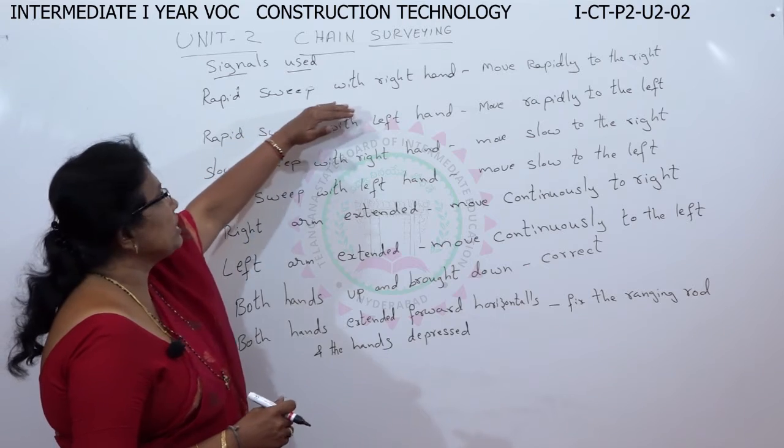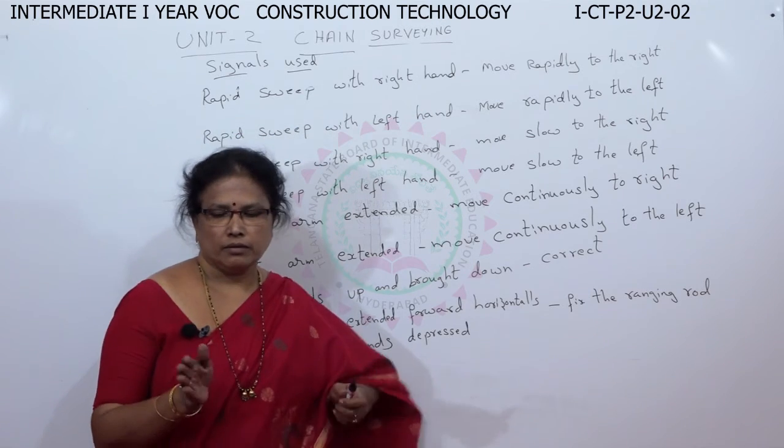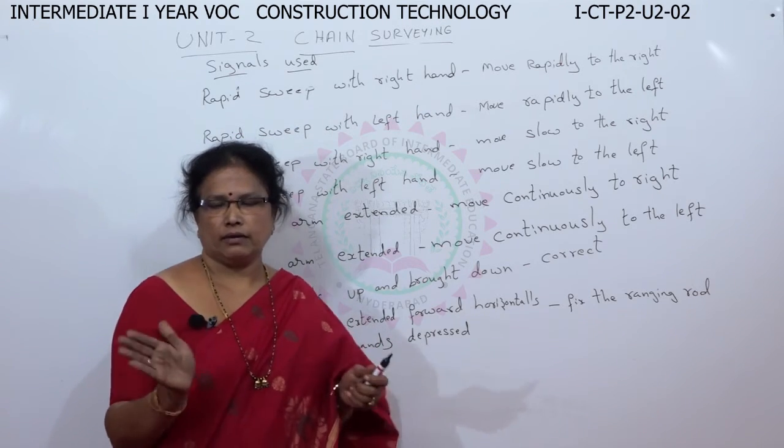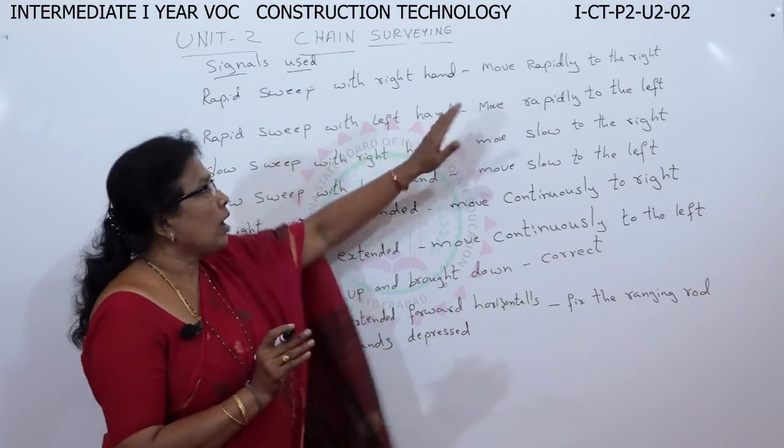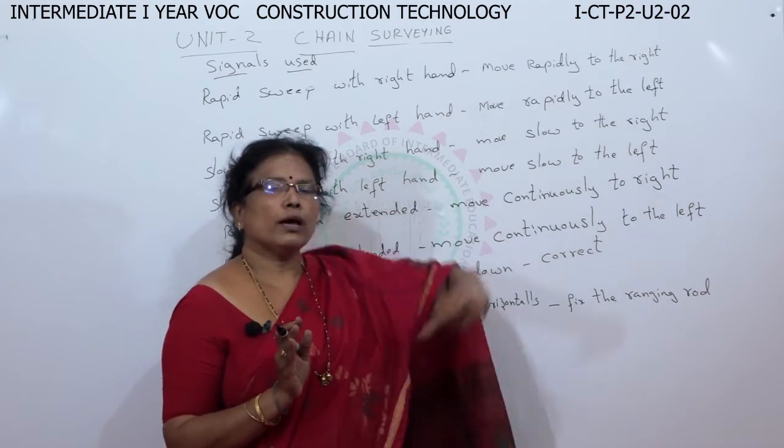Now, rapid sweep with the right hand. It means like this. This is the right hand. Rapid sweep. Then you have to move the ranging rod to the right.